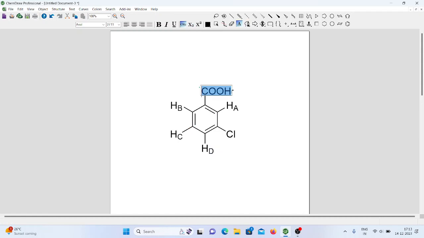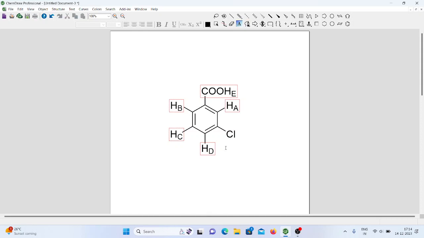And this one is also a different proton, right? Having a different environment. That's why this is He, you can say. So 1, 2, 3, 4, 5 different protons are present in the molecule. If you have 5 different protons, you will get 5 different peaks. So you will get 5 different peaks.